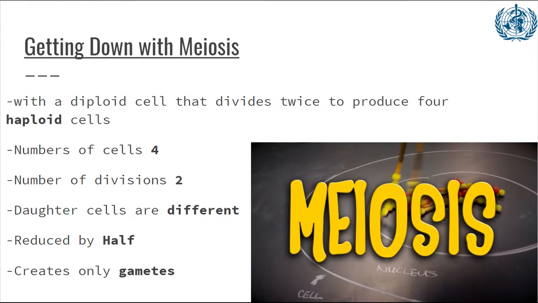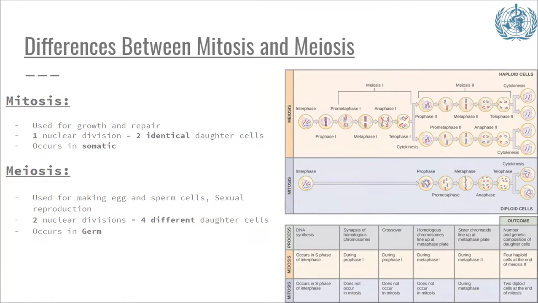Now to get down with meiosis. In this specific process, 4 gamete haploid cells are created to be different daughter cells. Critical things to know are that the cells are reduced by half, and begin with diploid cells that divide twice. Now, because we have some basic knowledge about meiosis and mitosis, let's see what the differences are.